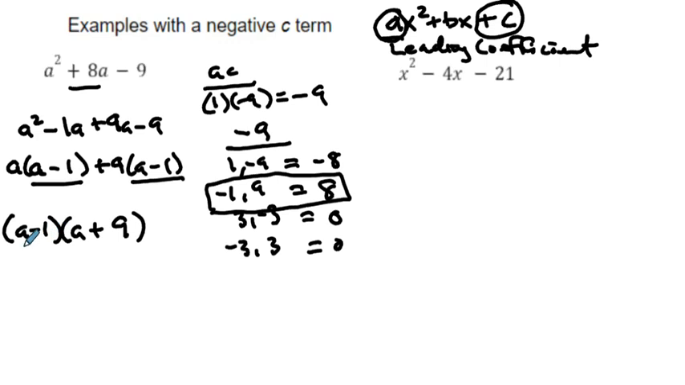So now I have two binomial factors, a minus 1 and a plus 9, that when multiplied together and like terms combined, will give me this.